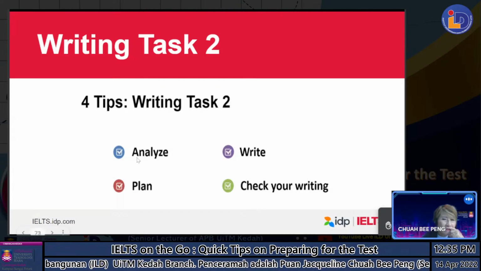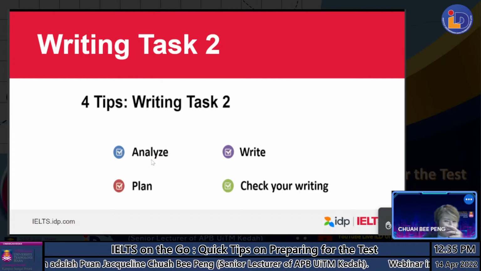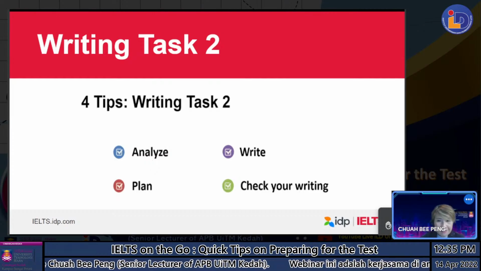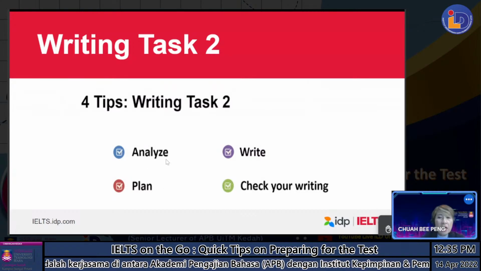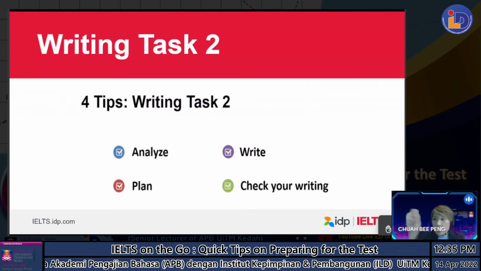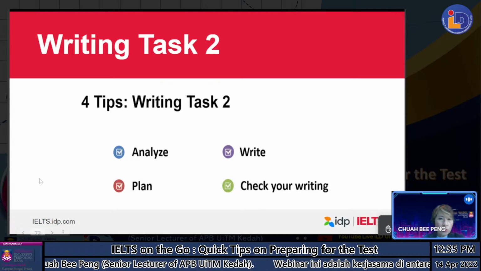Okay, so what to do for Writing Task 2? Analyze. Analyze what? You have to analyze the question. The best thing is to circle the different parts, or number the different parts of the question: 1, 2, 3. Then you know already in your writing you need to deal with these three things, so that you don't miss out any. And then you plan how to arrange that 1, 2, 3, and then number 3, you write.